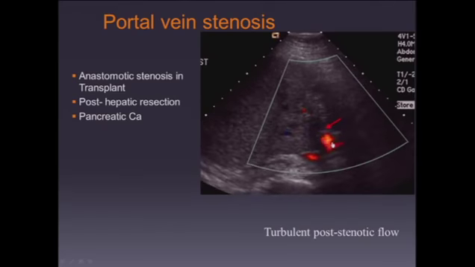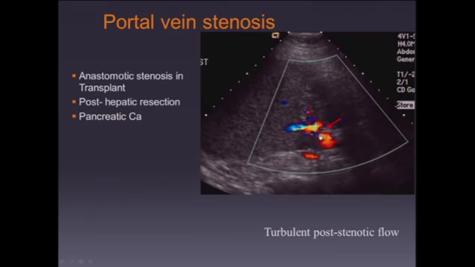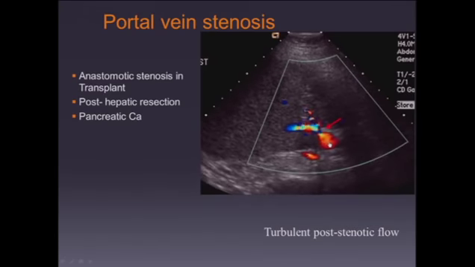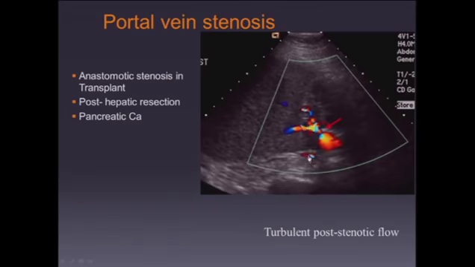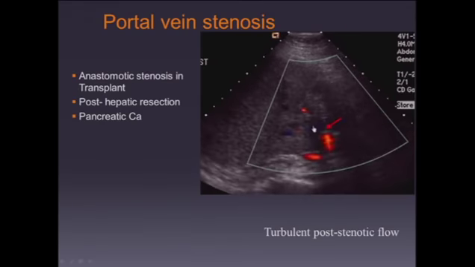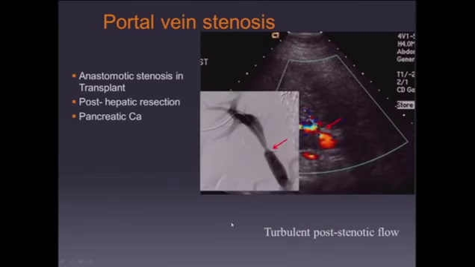The normal portal vein is here, and we see a marked narrowing or waist formation at the point of this red arrow, with an increase in velocity as the blood goes through and aliasing as a result in the post-stenotic area. So we have turbulent post-stenotic flow marked by this blue and yellow area distal to the point of stenosis, which is marked by the red arrow.